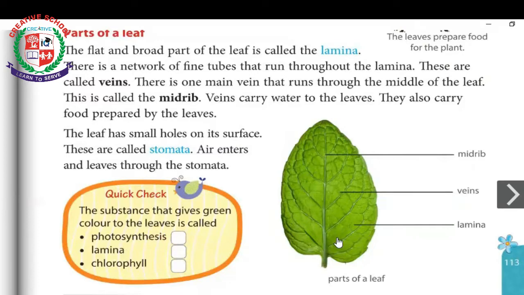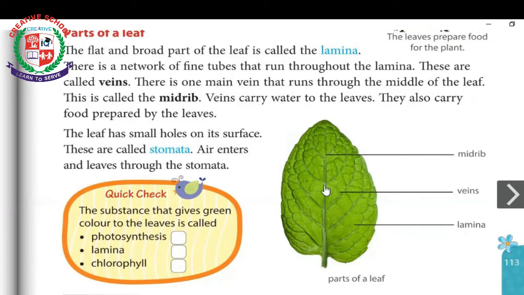And also the central part of the leaf, can you see the central part? One main vein runs through the middle of the leaf, which is called the midrib. The veins carry the water to the leaves. The small veins carry the water to the leaves. They also carry the food prepared by the leaves.